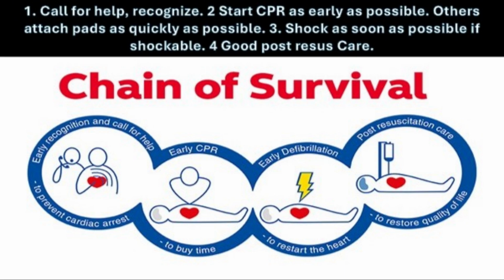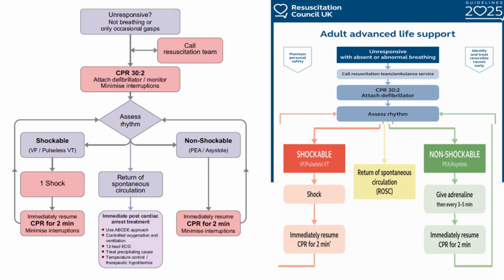With an unresponsive patient with abnormal breathing, call the resus team. Remember, CPR is 30 to 2. Attach a defibrillator early and assess the rhythm. If a shockable rhythm is found, you move straight to the shockable arm of the algorithm, administer a shock, and resume CPR for 2 minutes at a rate of 30 to 2.